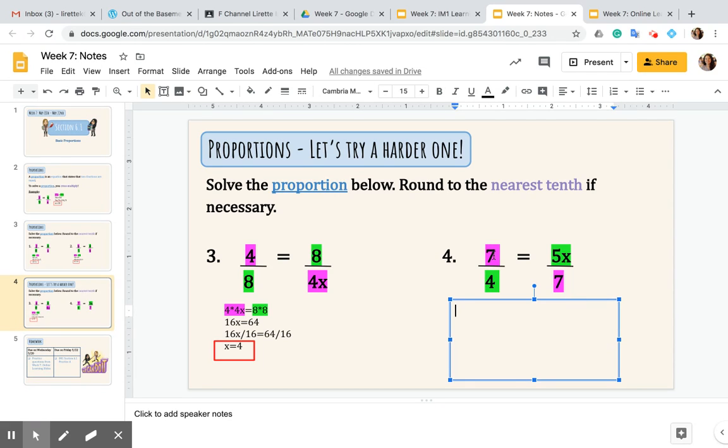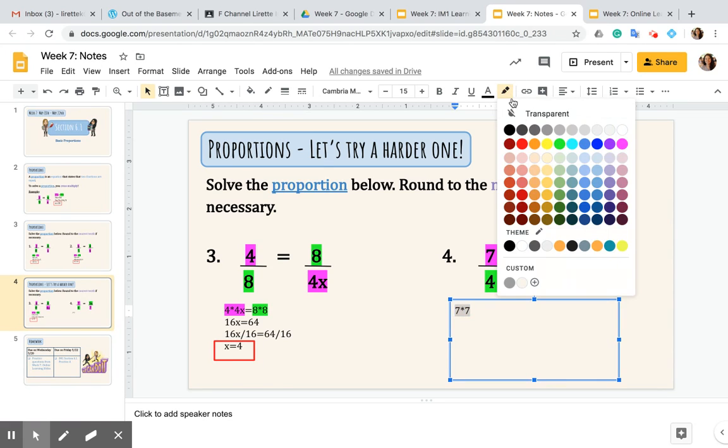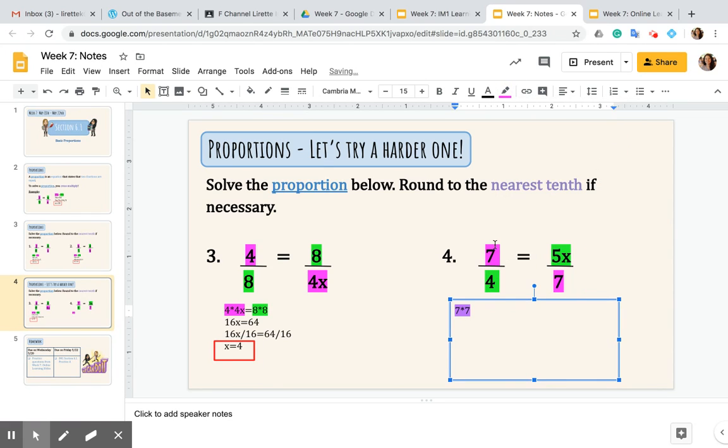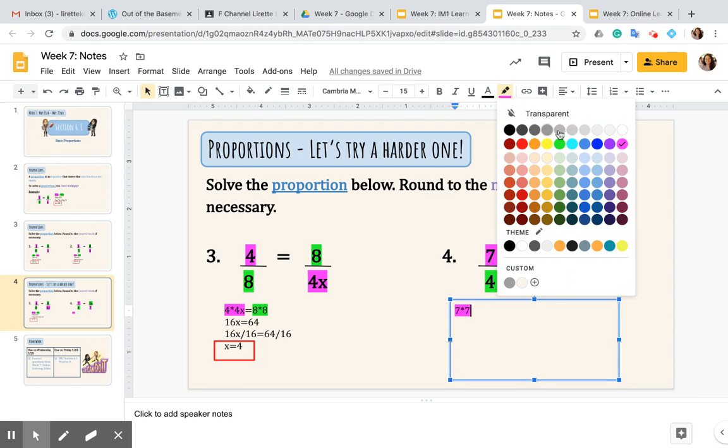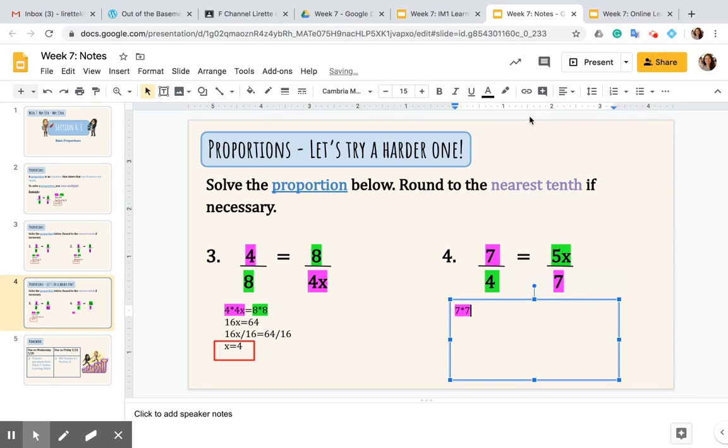One of my cross products is going to be 7 times 7. And again, it doesn't matter which one you start with. I could have done the green terms on the left if I wanted to. I just don't feel like it. And then my other cross product is going to contain 4 times 5x. And I'm going to color code that so you can really see. And now I simplify and solve.